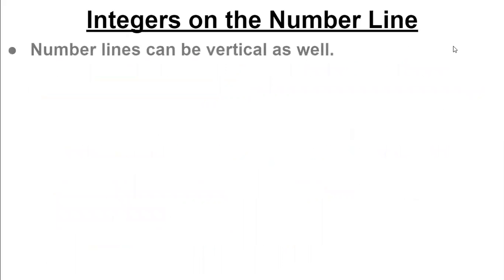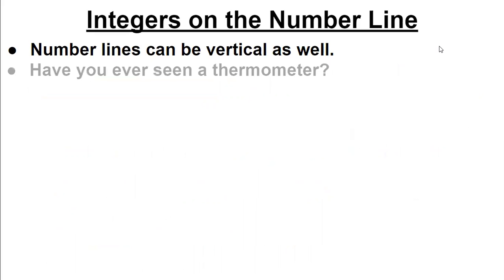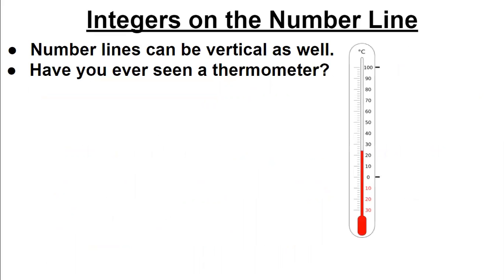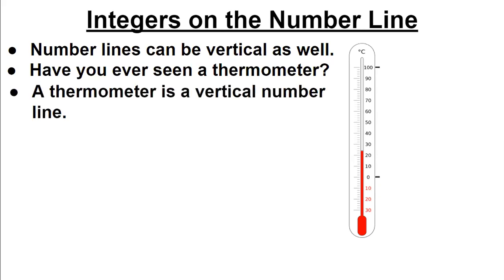Okay, let's move on. Number lines can be vertical as well. That's the up and down way. They don't just have to go horizontally. They can go up and down. Have you ever seen a thermometer? There's a thermometer, right? That is like a vertical number line. It's a number line turned to the up and down way. A thermometer is a vertical number line.